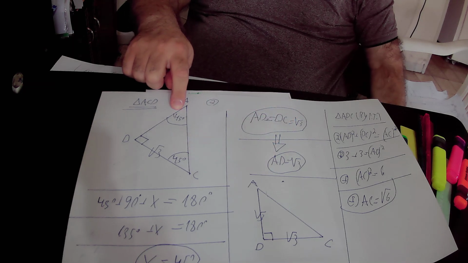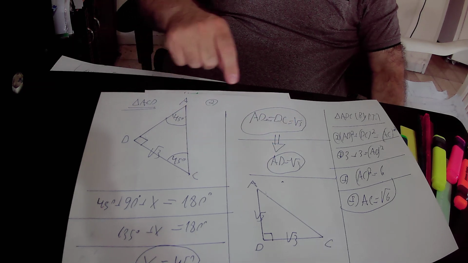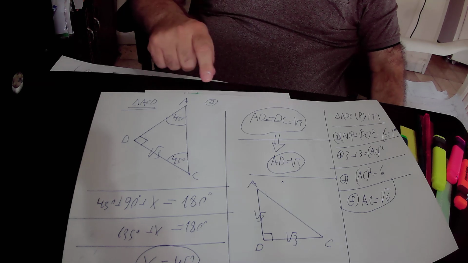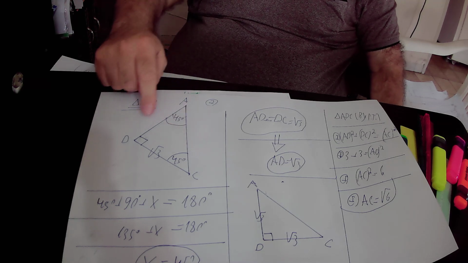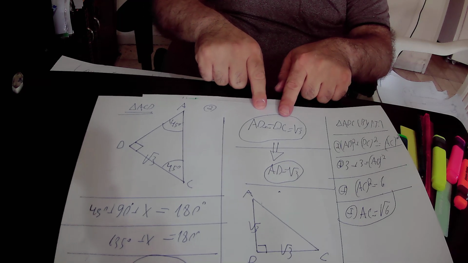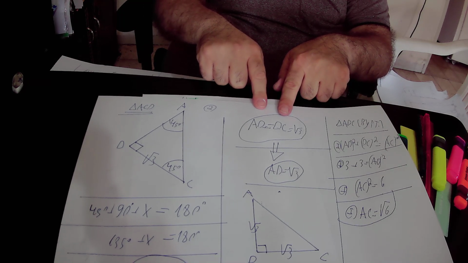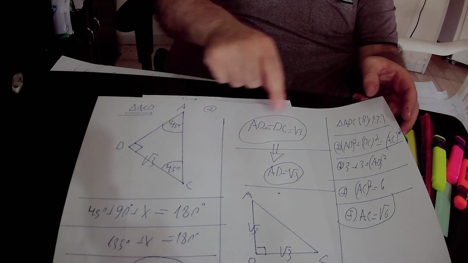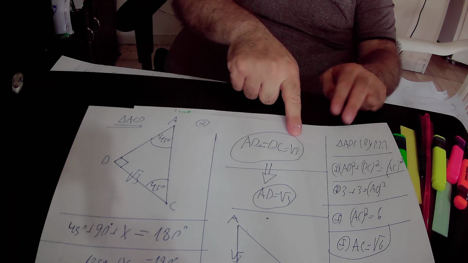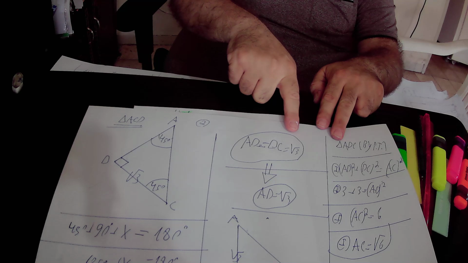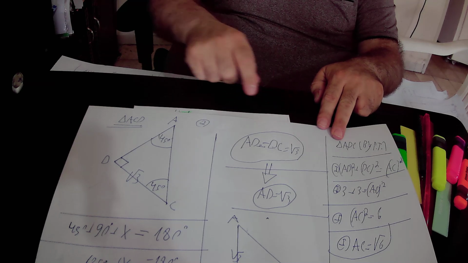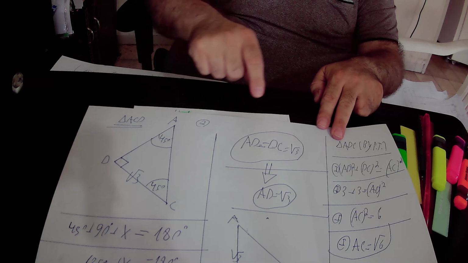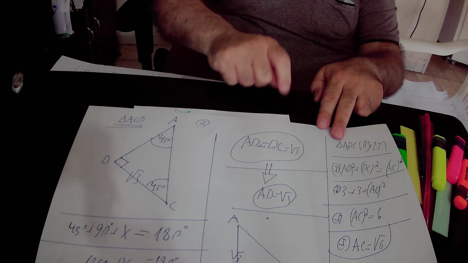So in front of this angle, we have side DC. In front of this angle, we have side AD. And side AD must be equal to side DC according to the rule that I mentioned. Those two sides are located in front of equal angles, therefore they are equal to each other. But we have already found that side DC equals square root of 3 units. So from this equation, AD equals DC equals square root of 3 units, we derive that side AD is also equal to square root of 3 units.